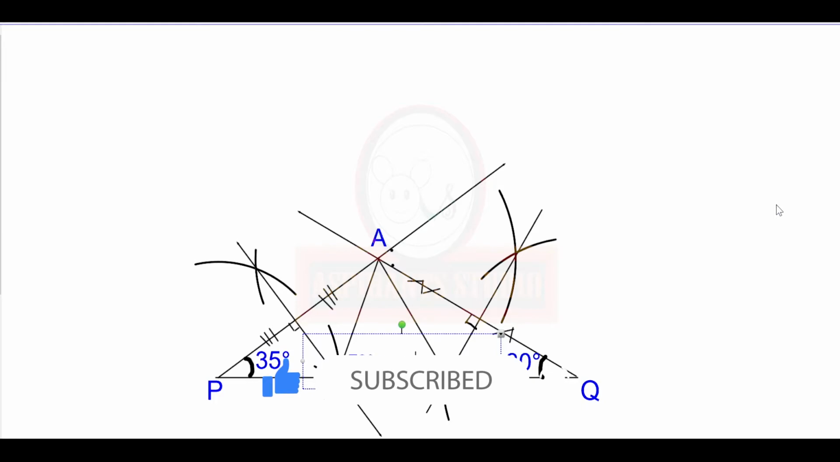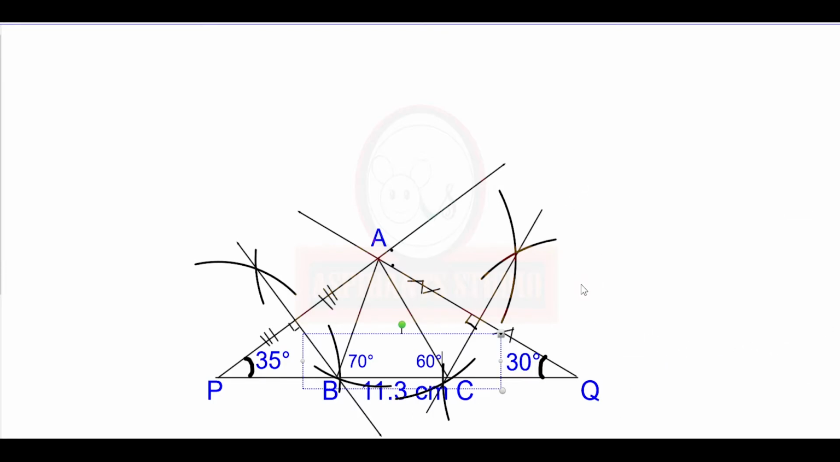You have to show measure of angle B as 70 degrees and measure of angle C as 60 degrees because it is given in the question. Here B is angle ABC and C is angle ACB. So show the measures. Then finally write triangle ABC is the required triangle. So we have constructed triangle ABC.